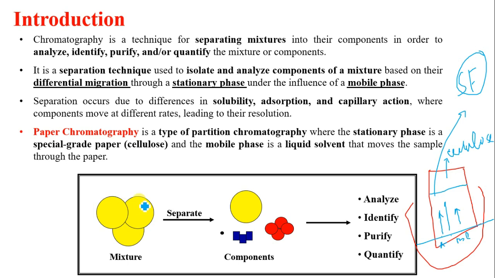Cellulose is a particular grade of filter paper. Here it is Whatman filter paper number 1. So we use grade 1 Whatman filter paper in order to analyze and identify the compounds with respect to our mobile phase. As you can see from here, this is a mixture and it will separate into its components, and we have these four aims of our experiment.